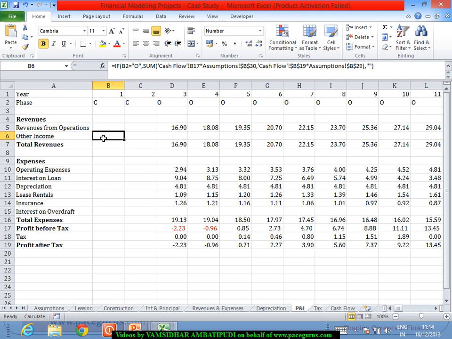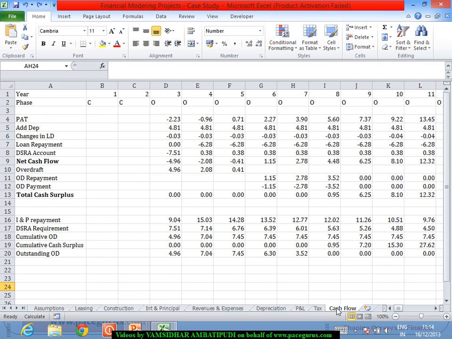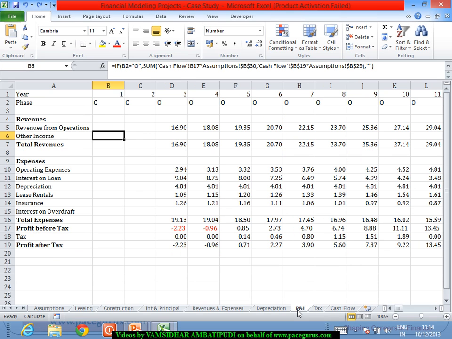So here the other income is coming out to be blank, but after that this is turning out to be hash value itself. If this is equal to O, we are taking the cash flow B17, this is equal to O, we are doing the summation of cash flow B17 times assumption B30.